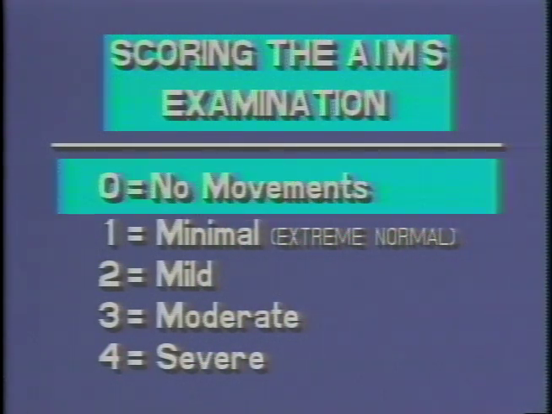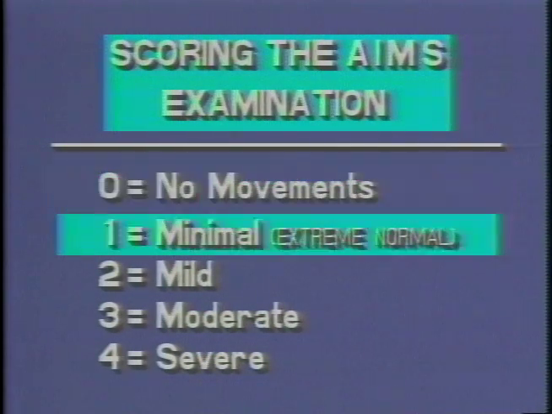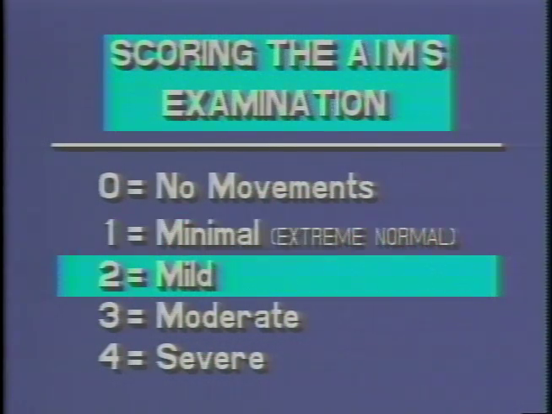0 is used when no movements are present. 1 indicates minimal involvement and should also be used for movements which may, in fact, be extreme normal. 2 is for mild movement.